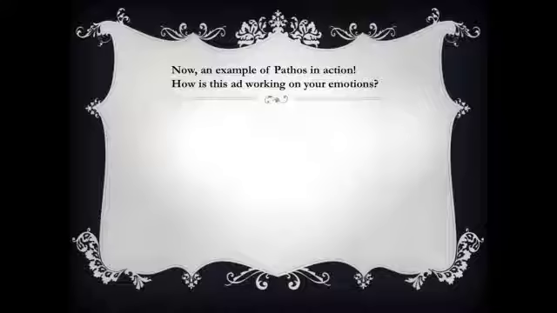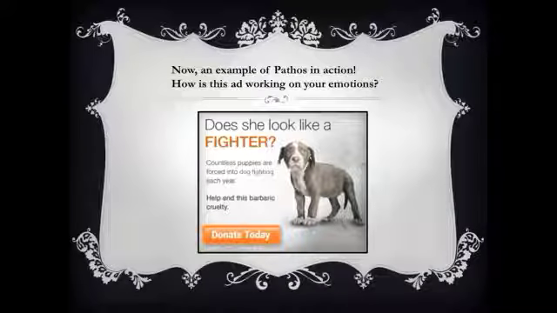Okay, so let's look at an example of pathos in action. As you look at this ad and just look over it for a few seconds, ask yourself, how is this ad working on my emotions? Okay, so this is a kind of depressing looking ad, and unfortunately it's a little bit blurry. I apologize for that. It's got a picture of a little puppy, specifically I think a pit bull puppy, and then it asks the question, does she look like a fighter? Countless puppies are forced into dogfighting each year. Help end this barbaric cruelty.